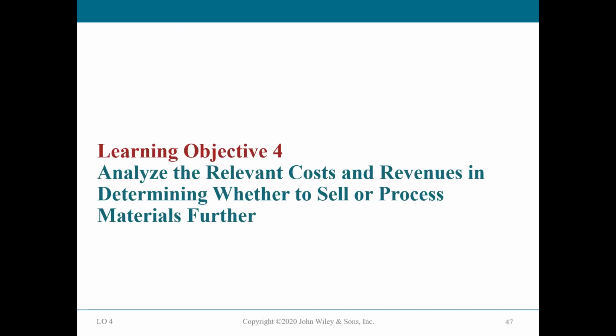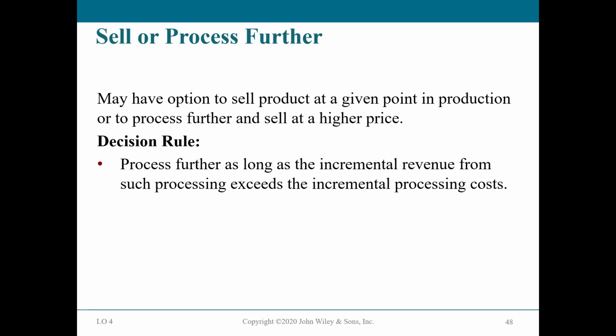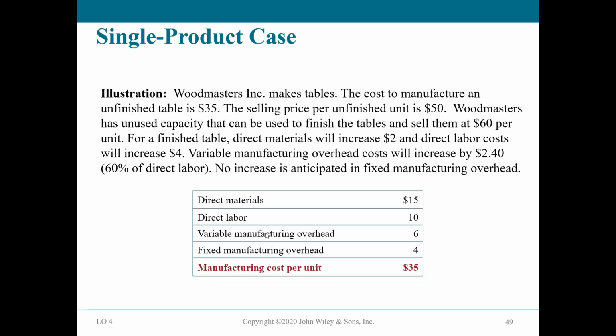Next, we're talking about analyzing the relevant costs and revenues and determining whether to sell or process materials further. So when you're in production, very often you'll take raw materials, you'll make something to make something else. So the idea is, at what point do you sell the products that you've produced? So what we want to do is look at incremental revenue between phases. That's what it comes down to.